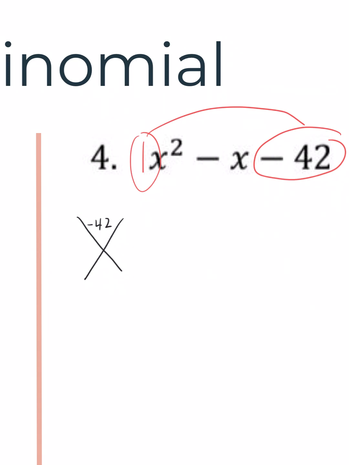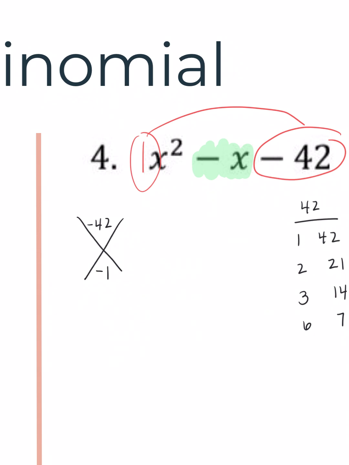And on the bottom, if there's no number in front of this middle piece right here, there's really a 1. And because I have a negative in front of it, it's going to be a negative 1. So I'm going to put a negative 1 right there. Okay, so now I'm thinking of all the factors of just a 42. We can change our negatives in a minute. So I know 1 and 42. I know 2 and 21. 3 and 14. And 6 and 7.